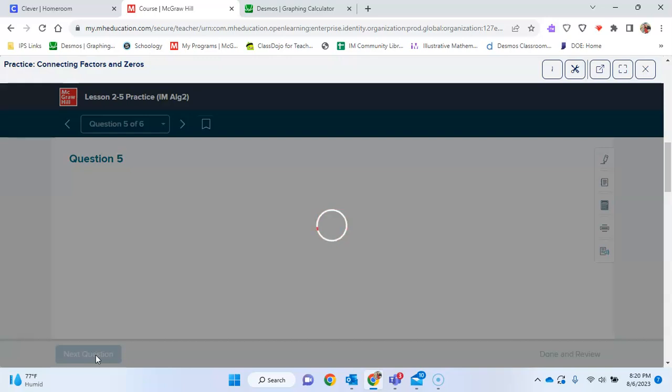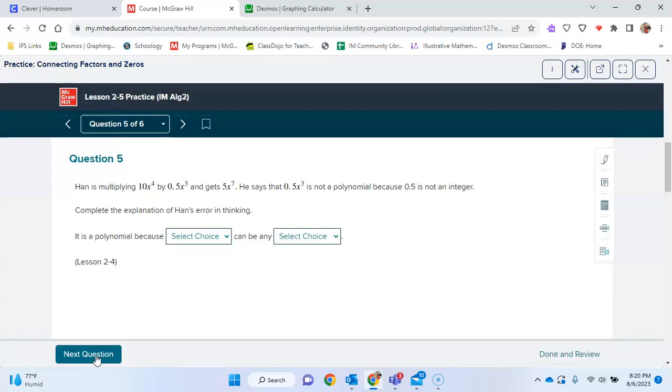Question 5. Han is multiplying 10x to the 4th power by 0.5x cubed and gets 5x to the 7th power. He says that 0.5x cubed is not a polynomial because 0.5 is an integer. Complete the explanation of Han's error in thinking. It is a polynomial because coefficients can be any real number. Remember, exponents must be a whole number. So coefficients can be any real number.